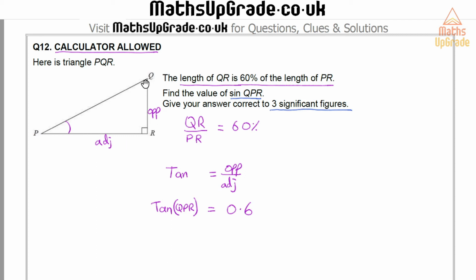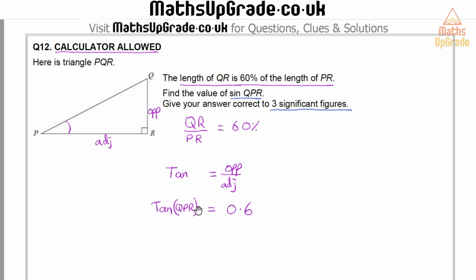So since QR is 60% of PR, I can say QR divided by PR equals 60%, which is 0.6. Now, since tan is equal to the opposite divided by adjacent, the opposite is QR, PR is adjacent, so opposite over adjacent is 60%, which is 0.6. So the tan of QPR is 0.6.